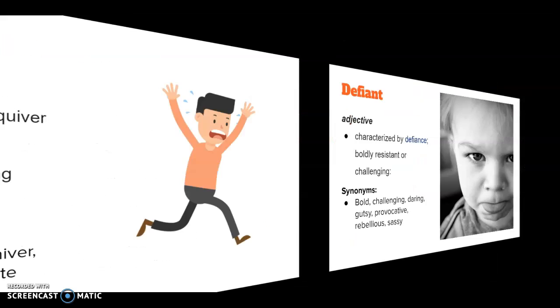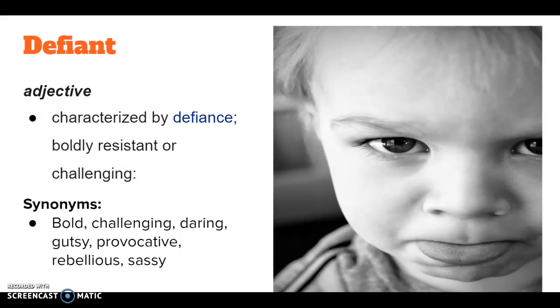Quaver. The next word this week is defiant. Defiant. And it's an adjective, and it's characterized by defiance. Boldly resistant or challenging. So as you can see in this image, typically children are described as defiant. If they're not behaving for their mom or dad or their teacher, they are seen as a defiant child.